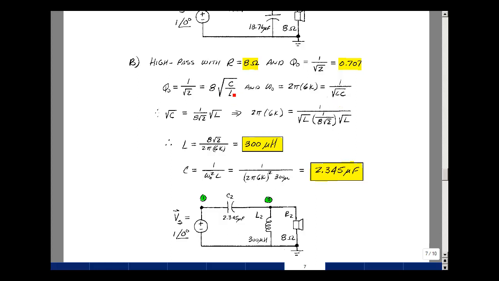Let's again solve this for the square root of C. Bring the square root of L over here. Divide by 8, my value for the square root of C, and I'll plug it in over here.